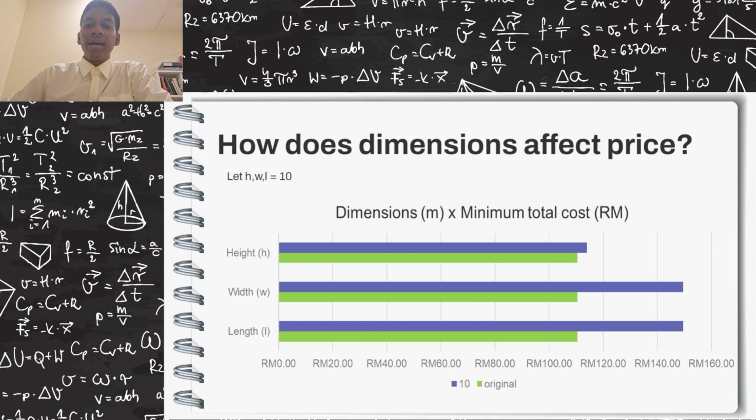The same thing applies for the width as well. The price increases compared to its original price. However, when the height is 10 meters, the increase in price does not increase as much as the other two measurements and is much lower than them. This goes to show that a rectangular container at a taller height costs less than a rectangular container that is longer or wider. This is actually because the height is the only dimension not affected by the base cost.